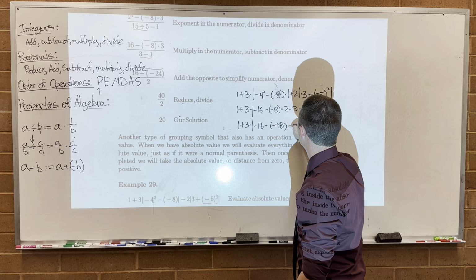Once again, so get rid of that. So we have 1 plus 3 times negative 16, and minus a negative 8 is the same thing as plus 8. Good. We have that plus 2 times the absolute value of 3 plus 25, and absolute value. Okay. So now, let's see what that is. That's 1 plus 3 times negative 16 plus 8, which is negative 8. Take its absolute value, 8. Plus 2 times 3 plus 25 is 28. Take its absolute value, 28.